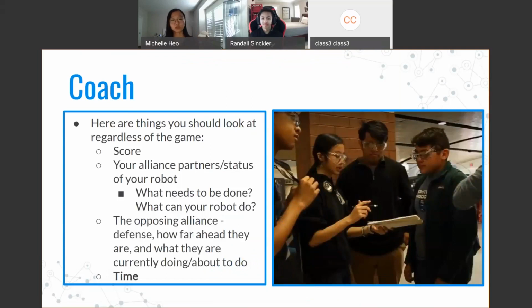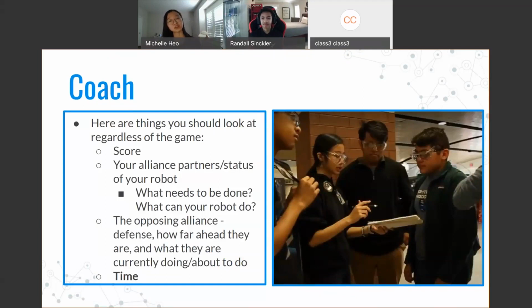For the coaches, I believe that their primary role is to be the one looking over everything on the field. They shouldn't be focused on just their robot, because that's what the driver and co-driver are doing, but rather they should be seeing the status of their alliance, how much they've scored, where the other teams are at, and any possible obstructions for the team to achieve their goal. And of course, the time.